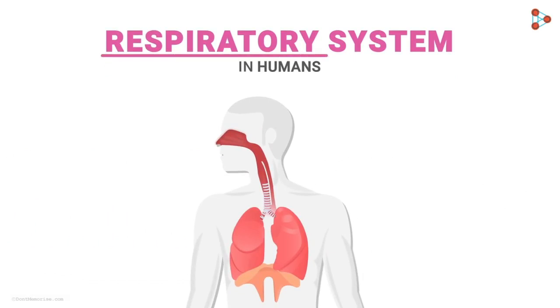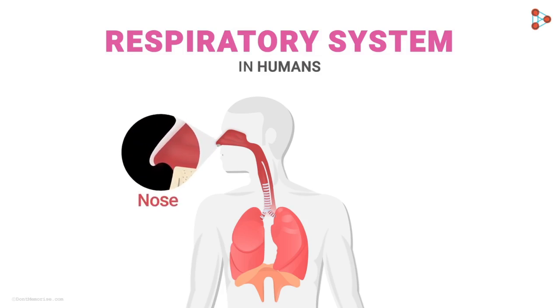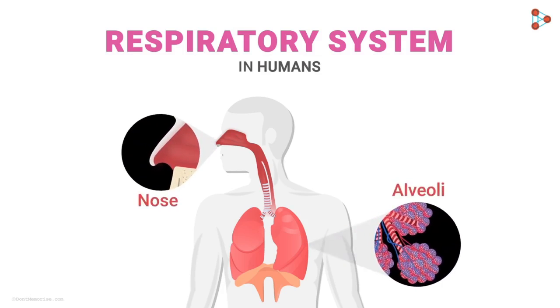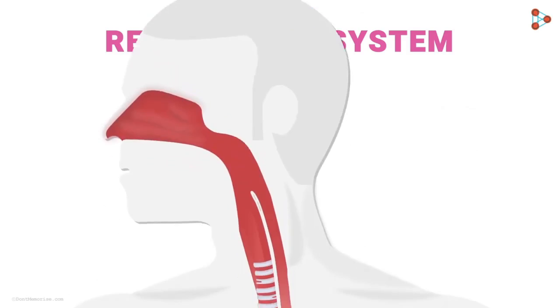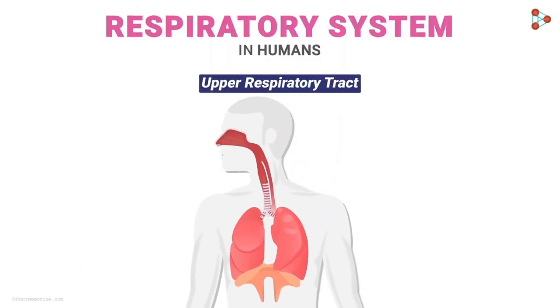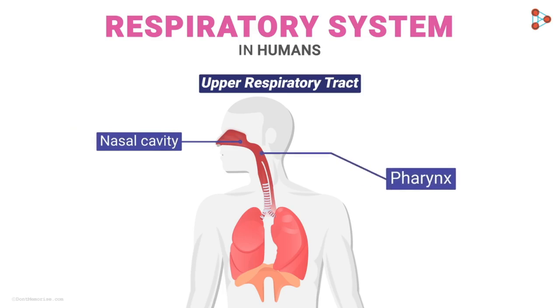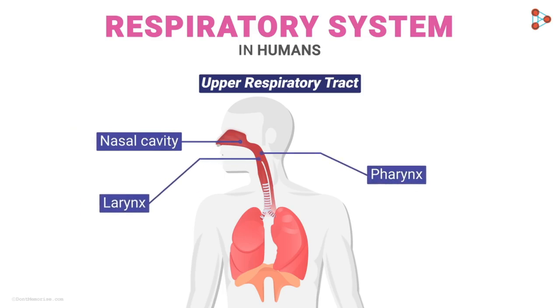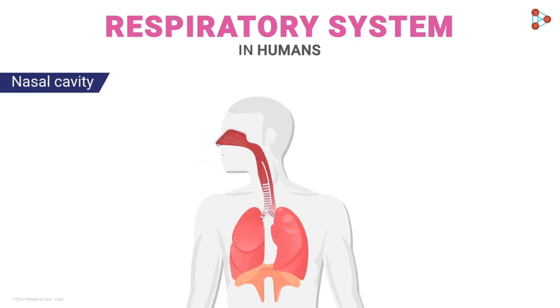This is how the complete respiratory system looks like. It begins from the nose here and ends at the alveoli in the lungs. Let us get introduced to each part in detail. First comes the upper respiratory tract. It consists of the nasal cavity, the pharynx and the larynx. Let's commence with studying the complete nasal cavity.